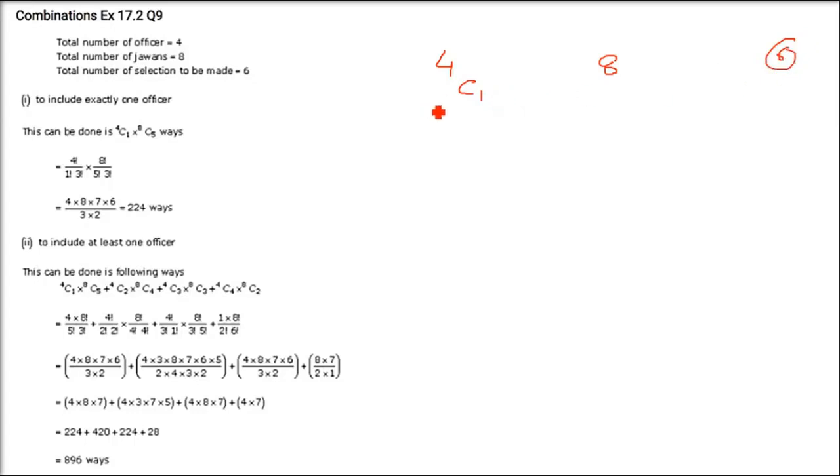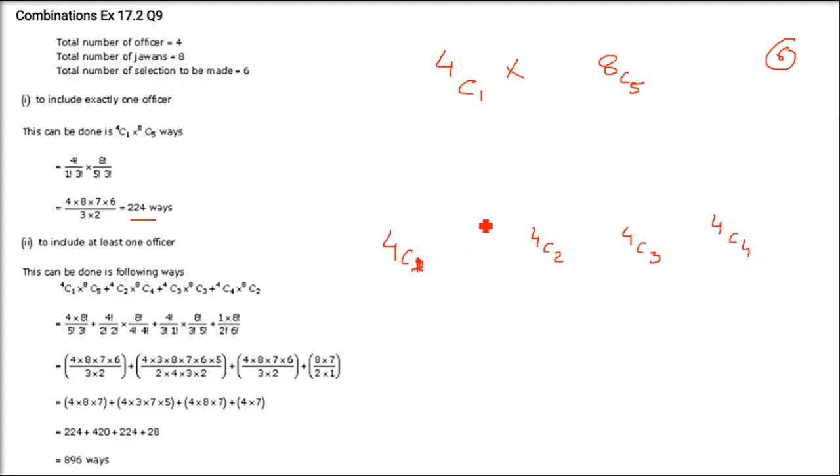If 1 has been taken from the officers out of 6, only 5 can be taken from the jawans. So 8C5 is the option, and we multiply them. Now include at least 1 officer. So you select 1 officer, or you select 2 officers, 3 officers, or 4 officers. So at least 1 officer is there.